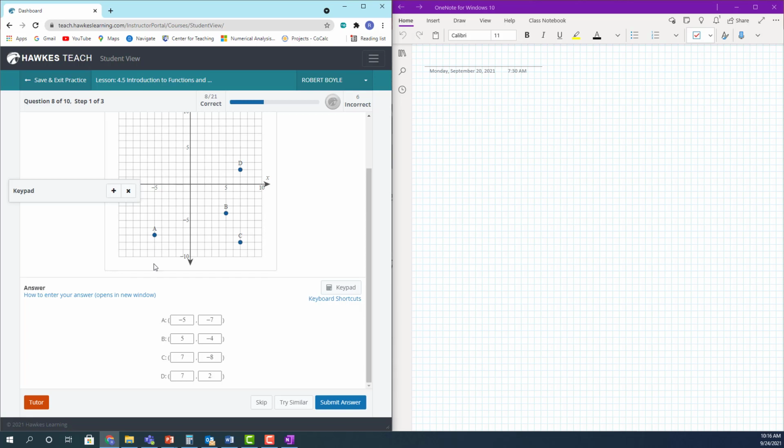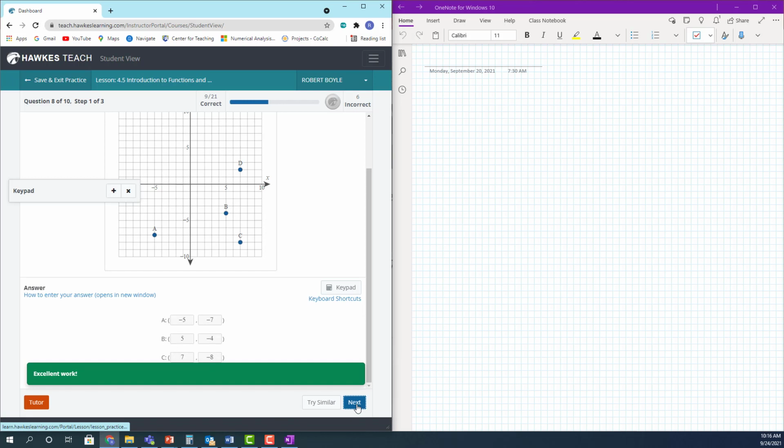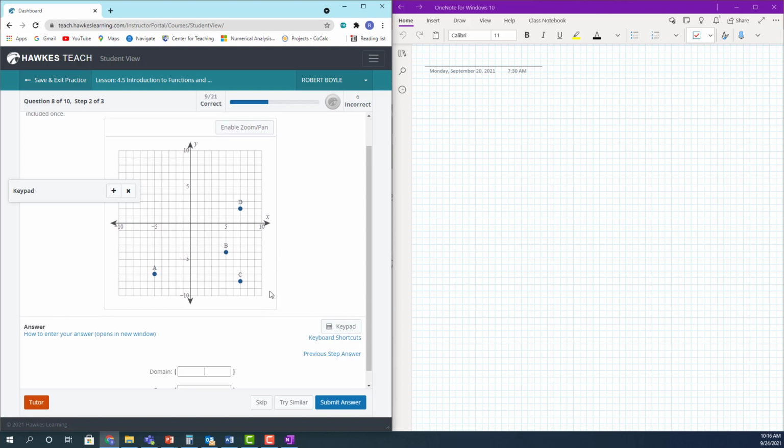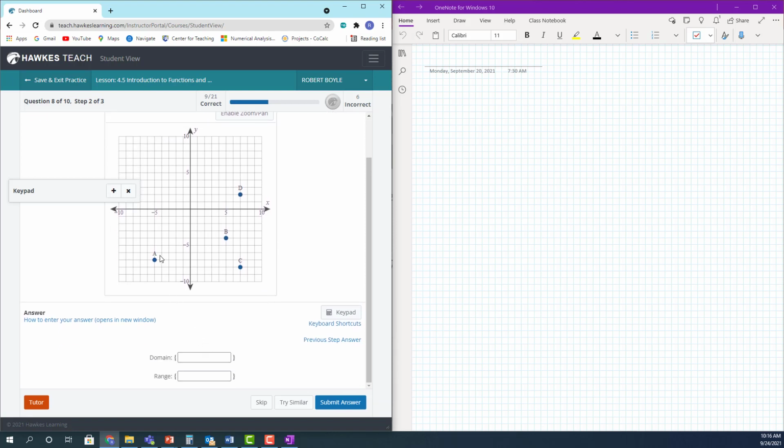We have two ordered pairs with the same x value, so this is clearly not going to be a function. Let's see if we're right here, and we did that right. And then next part of this is to write down the domain and range. Well, once again, the domain is just a collection of all the x values. We have an x value of -5, comma. We have an x value of 5, comma. Just one comma, not two commas. And now we have an x value of 7 for C and D.